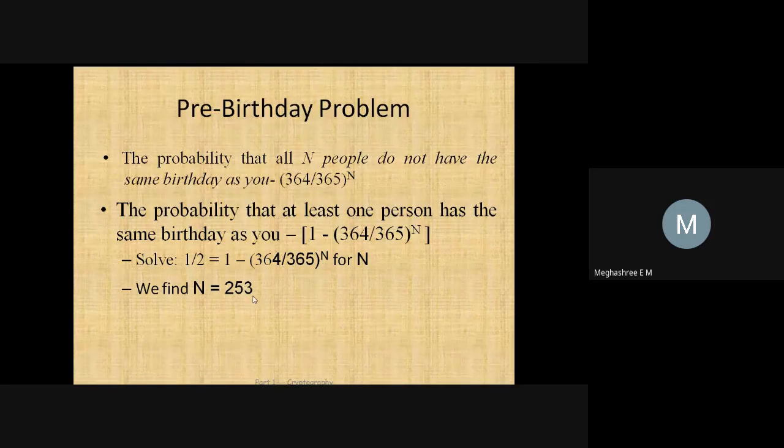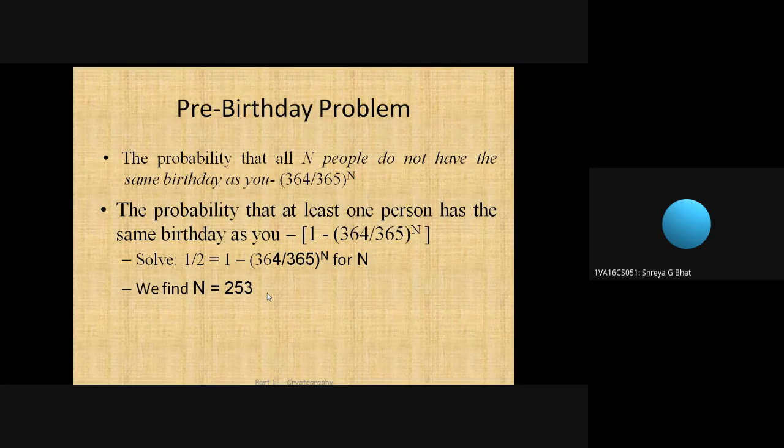That means if you have 253 persons in a room, you may find a collision. I mean, if you have 253 as the input for the hash function, then you may end up with a collision. Okay, I hope this is clear.